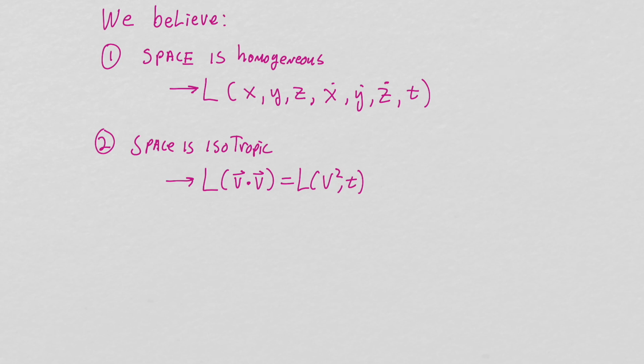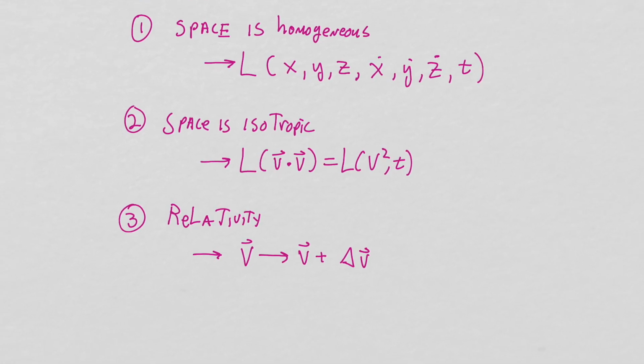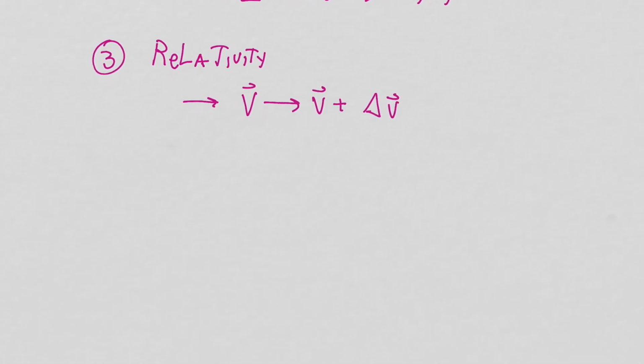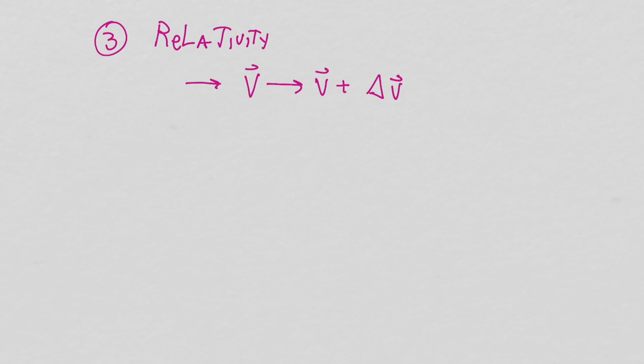Okay, so what's the next principle? Now, the next principle is where we really make our money, and it's also the hardest one. It's relativity. We are going to introduce a principle of relativity, and this is really what's going to tell us the most specific thing about our free particle.